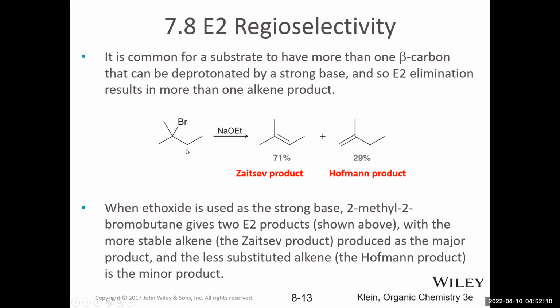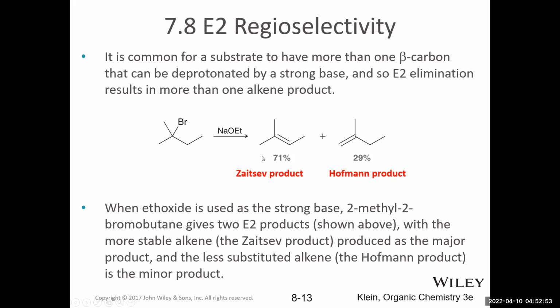If all 3 of these groups were methyl, then there would be no regioselectivity, because removal of any one of those 9 hydrogens on those 3 methyl groups would lead to the same alkene product. However, when there are beta groups that are different, for example, two methyl groups and a different ethyl group, now we have to think about regioselectivity, because the strong base might remove a proton on the beta carbon of the ethyl group, or it might remove a proton on one of the beta carbons that are the two methyl groups.